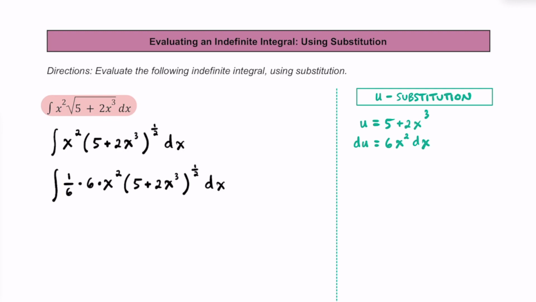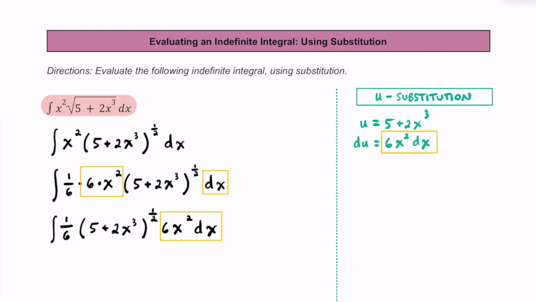Then rearranging this a bit, let's use the commutative property and just rearrange the multiplication, so we can multiply all these together at the end so it matches this du. Rewriting this, we're going to have this 1/6 out in front. We're going to multiply that by the quantity 5 plus 2x to the third power, raising that to the 1/2 power, that's the square root. And then we're going to have this 6x squared dx.